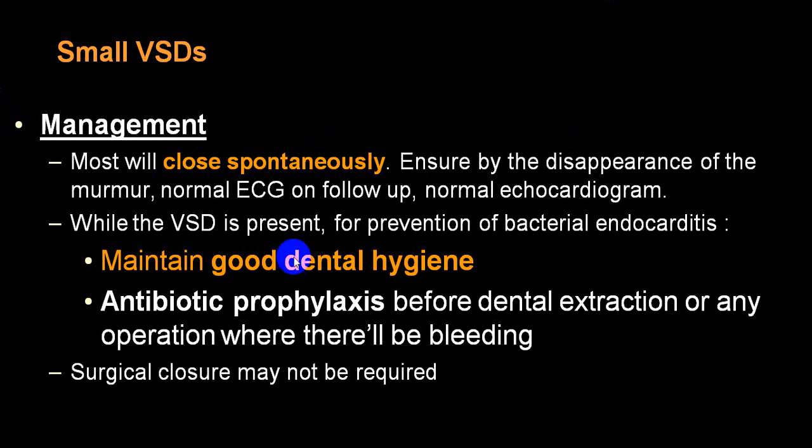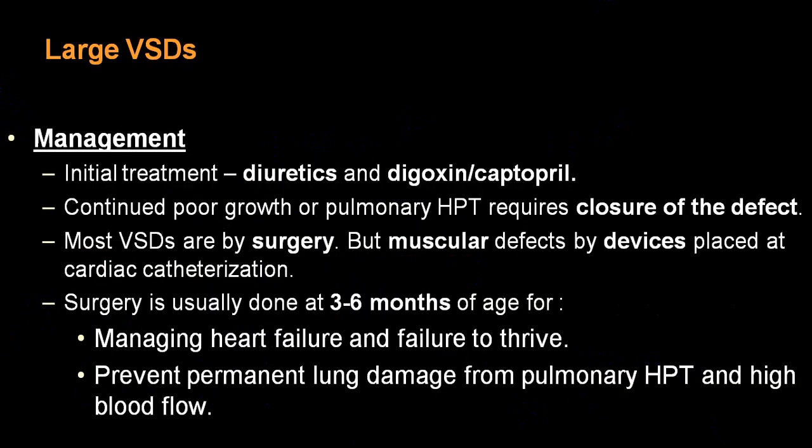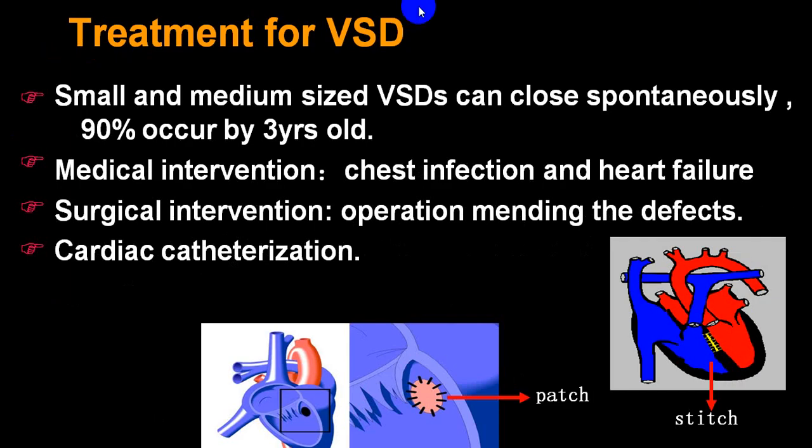For prevention of infective endocarditis, good dental hygiene and prophylactic antibiotic is required, and then you can go for a surgical closure. Surgical closure can be again two, one open and second is by catheter. So this is open, you put a patch and have sutures, that is called open, and cardiac catheterization and closure can be done.